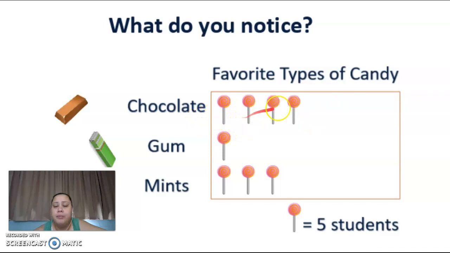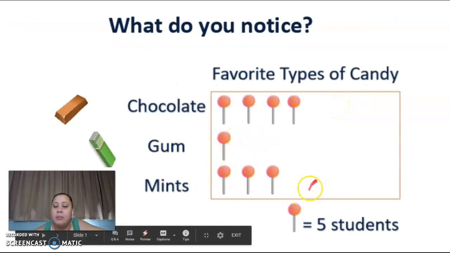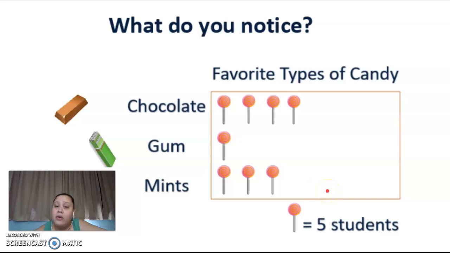So we know that there's 20. I would write 20 right here. Here, gum, I would put 5 right next to it, and mints, I would put 15. Another total that is also very important is the complete total, or how many people voted.